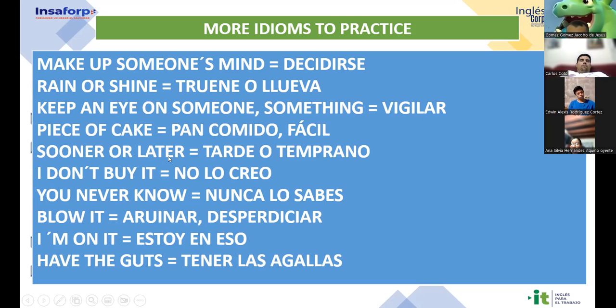Sooner or later, okay, we use this in Spanish too, this idiom. This is the versión en español, right? Es la versión en español, no es que significa exactamente lo mismo. Okay, sooner or later, well, significa lo mismo, pero no son las mismas palabras, eso quiero decir. Sooner or later, tarde o temprano, right? Sooner or later.